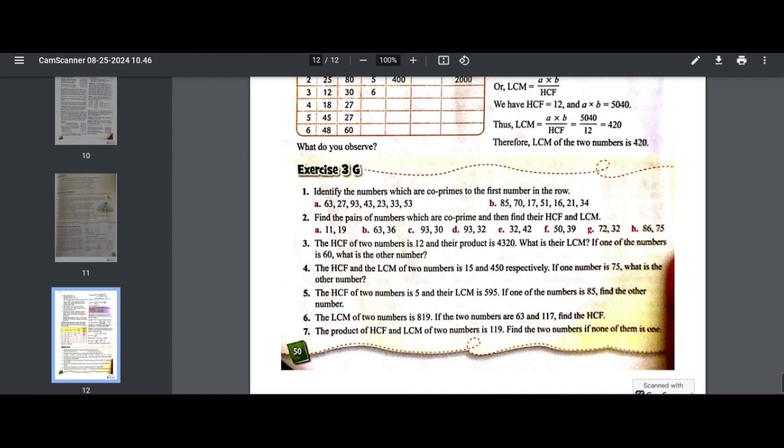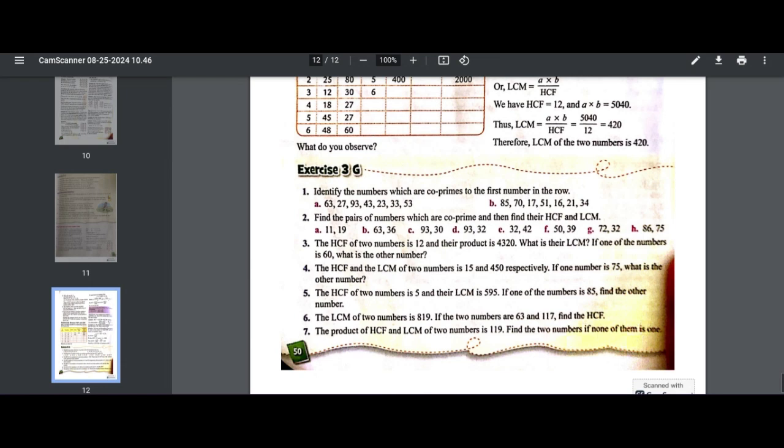Correct answer. From the B part? The B part is 85, 16, and then the last one 34. So the pairs are 85, 16 and 34.